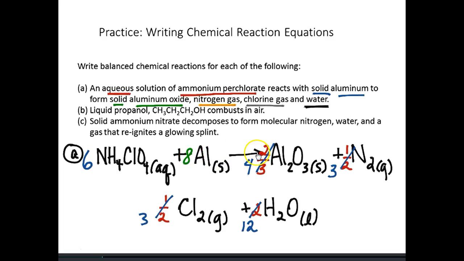Okay. Now I could have easily said before that I need 4/3 of an aluminum here, and then when I multiplied through by 6, then 4 times 6 is 24, divided by 3 is 8. I would have gotten the same number. But the way my brain works, I find it easier to solve this aluminum at the very end.